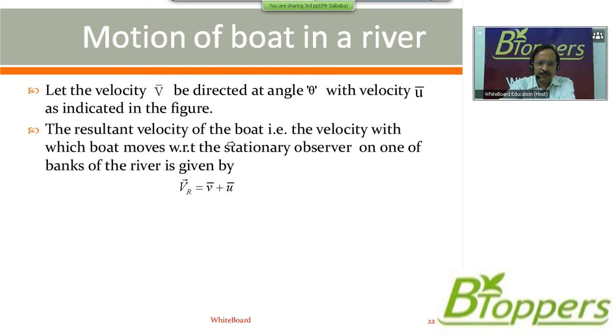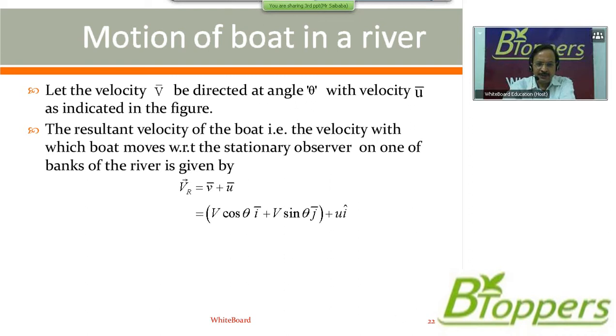The resultant velocity of the boat, that is, the velocity with which the boat moves with respect to the stationary observer on one of the banks of the river, is given by V bar plus U bar. That means the actual velocity of the boat as observed by the stationary observer is the vector sum of the relative velocity of the boat with respect to water and the velocity of the water.